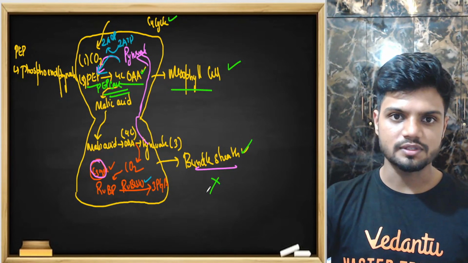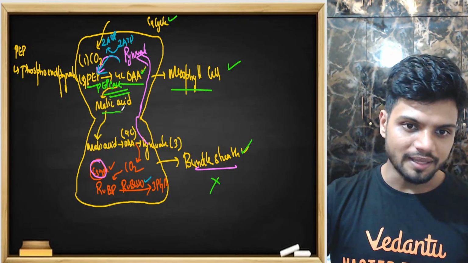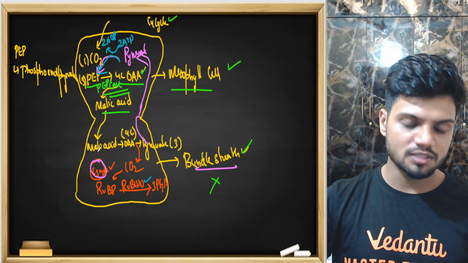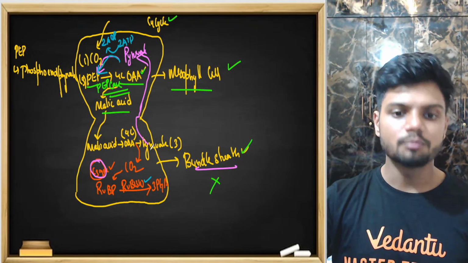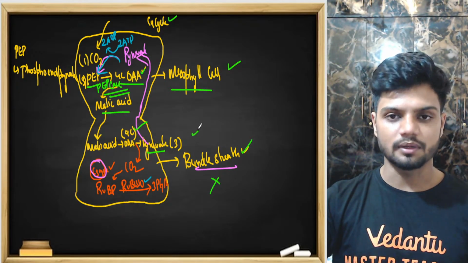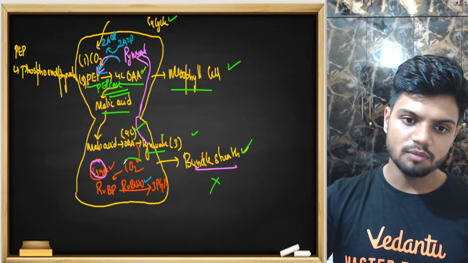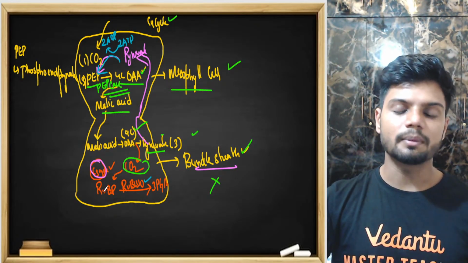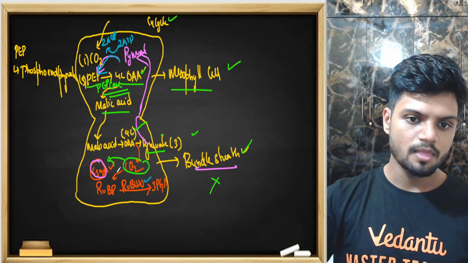Only in the case of mesophyll cell. Okay. Now, malic acid. Malic acid is sent into the bundle sheath. Malic acid is converted to oxaloacetic acid. Oxaloacetic acid is converted to pyruvate. 4 carbon, 3 carbon. One carbon is missing. That has been removed here. Now, this enters the C3 cycle in the bundle sheath. CO2 will enter the C3 cycle.